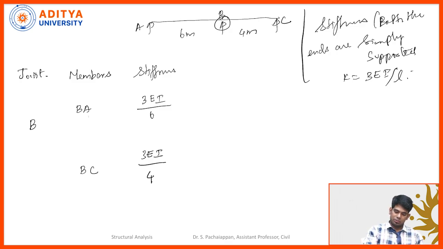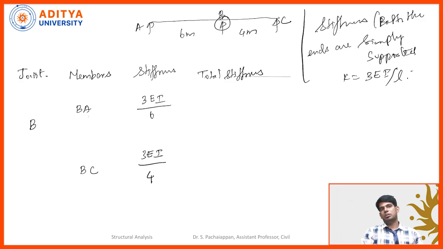Okay. So I just need to calculate the total stiffness here. Total stiffness is nothing but the summation of these two: the stiffness of span BA and the stiffness of span BC. The summation of these two is the total stiffness. The sum is 5EI by 4.